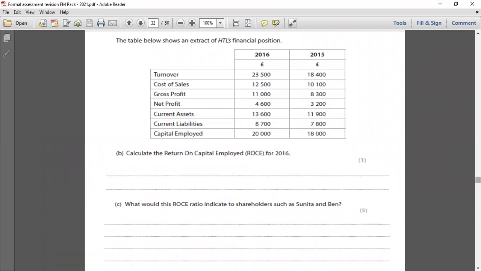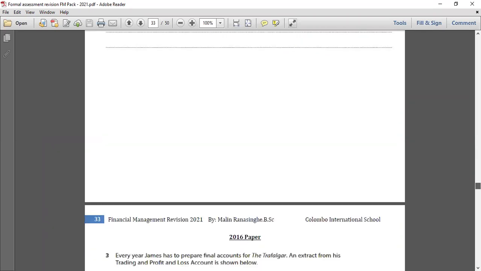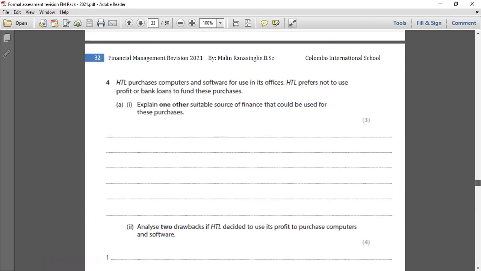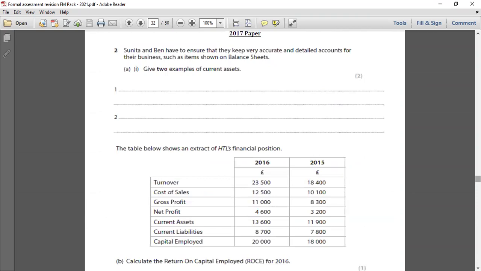Like that, there are a lot of ROCE calculations and current ratio calculations. They ask different questions in past papers. I selected this question because it is ROCE related. Okay, let's go back to the comparison section.